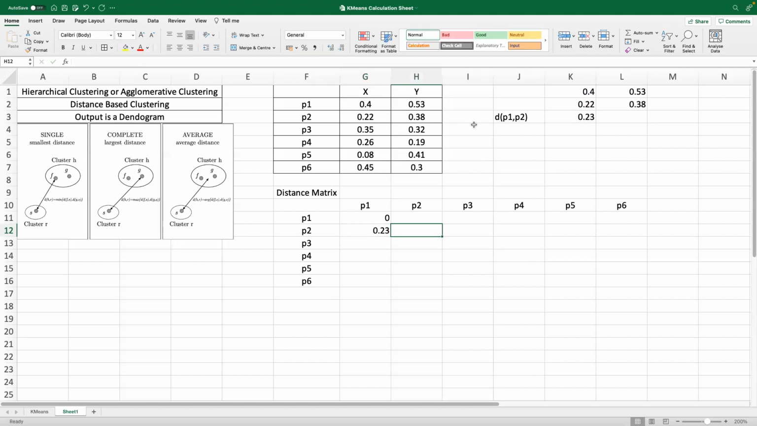Now we have to calculate the distance between P2 and P3. P2 is how much? 0.22. P3 is 0.35. And this is 0.38. This is 0.32. So we got 0.14 between P2 and P3. Right, P2 and P3. This is the point, right? 0.14.